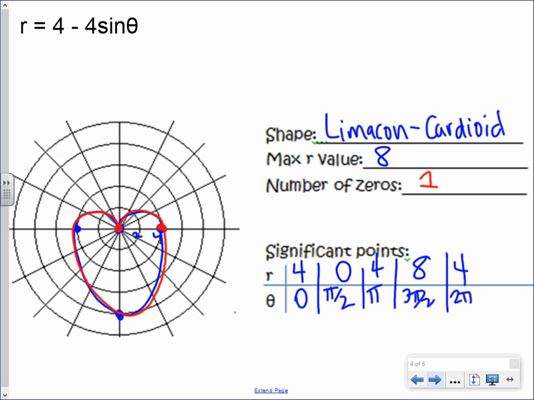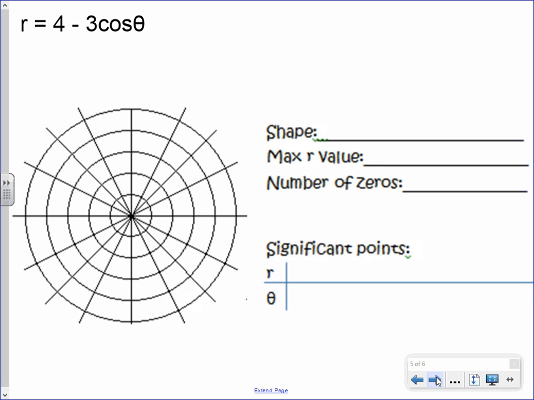Okay, we have 2 more examples to get through. Are there any questions before we move forward to our next limaçon? Here's our next one. Write it down.